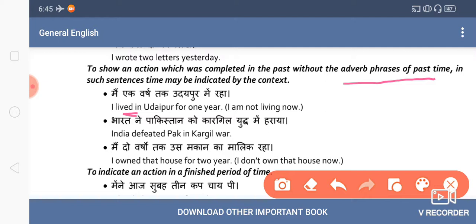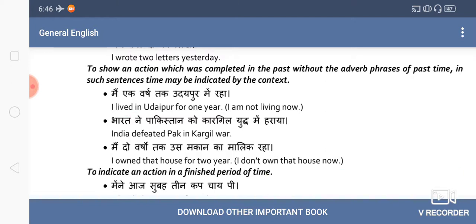In the second, you say India defeated Pak in Kargil war. It's a statement about the past, but no particular adverb phrase of time is given. These are the reasons we call this past indefinite tense. It refers to the past in some indefinite time reference. I hope it is clear. There are many other sentences too, you can see them.